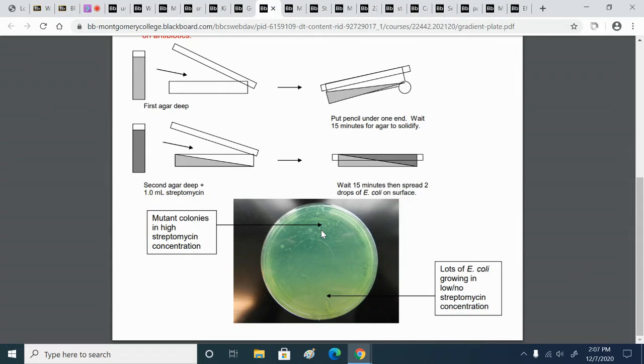Why did we expect to find any resistant mutants? So why do we expect to find any resistant mutant E. coli?